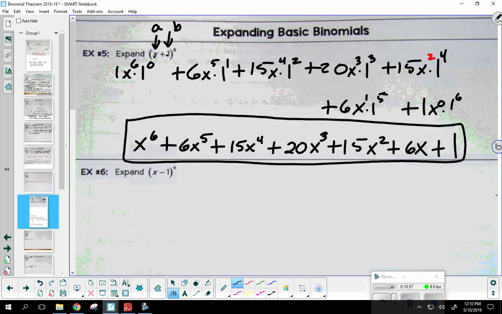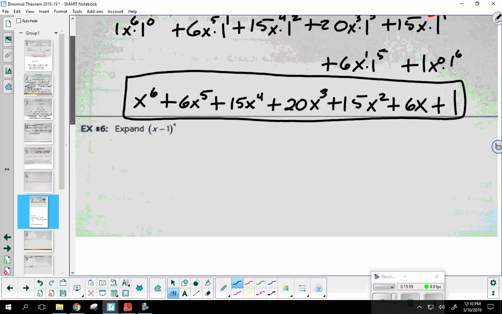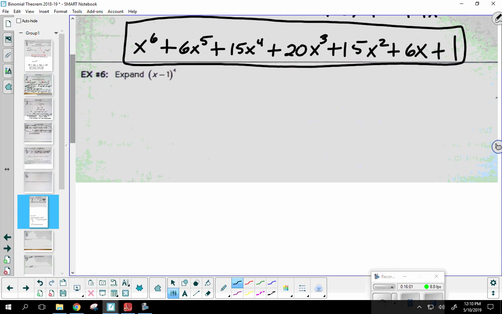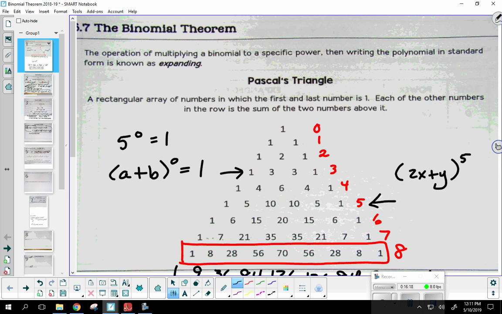I think we were to this one right here, example 6. Expand x minus 1 to the 4th. Okay. X minus 1 to the 4th. All right. Well, let's see here. What row of the triangle will I look at? The 4th. Okay. So I'm going to come back over here. I'm looking at the 4th row. So this guy right here. So my coefficients are going to be 1, 4, 6, 4, 1.